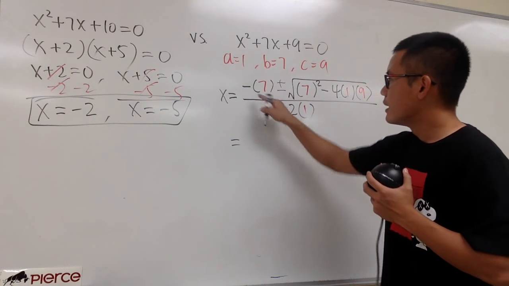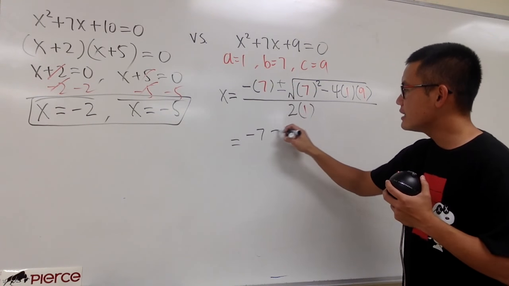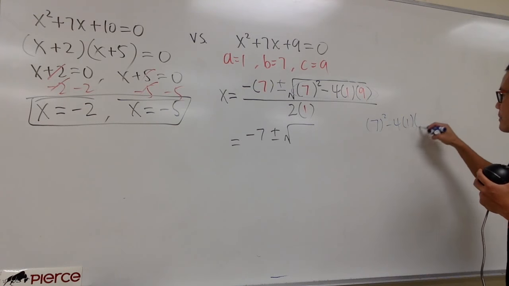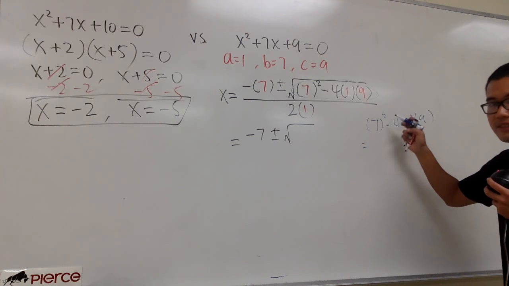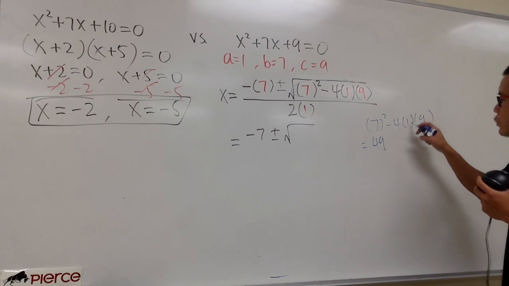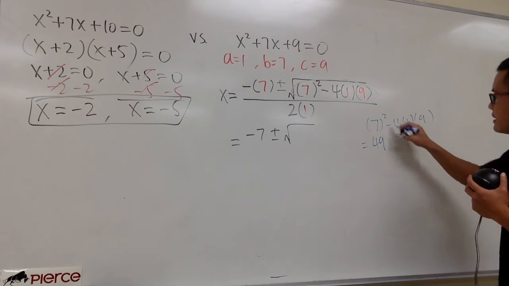Okay, negative 7, just how it is. Let's put that down, and then plus minus. Let's open the square root right here, and let's get our blue marker, and let's do the inside right here, right? So let me put down 7 squared minus 4 times 1 times 9. 7 squared, 7 times 7, right? That's 49. And then 4 times 1 is 4. And then 4 times 9 is 36. And then this is a minus.